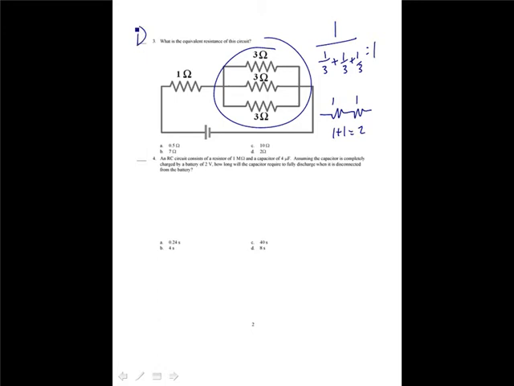It says an RC circuit consists of a resistor of 1 mega ohm and a capacitor of 4 microfarads. Assuming the capacitor is completely charged to a battery of 2 volts, how long will the capacitor require to fully discharge when it is disconnected from the battery? We need to calculate the time constant. That's going to be 1 mega ohm times 4 microfarads. The mega and the micro cancel out. That just gives me 4 seconds. But we need 10 tau to fully discharge. So that's equal to 10 times 4, which is 40 seconds. That's option C.